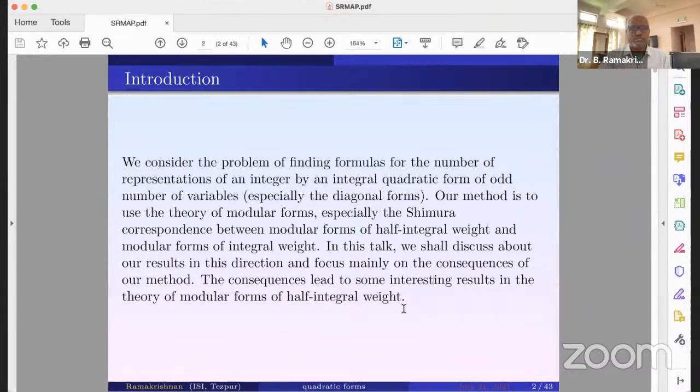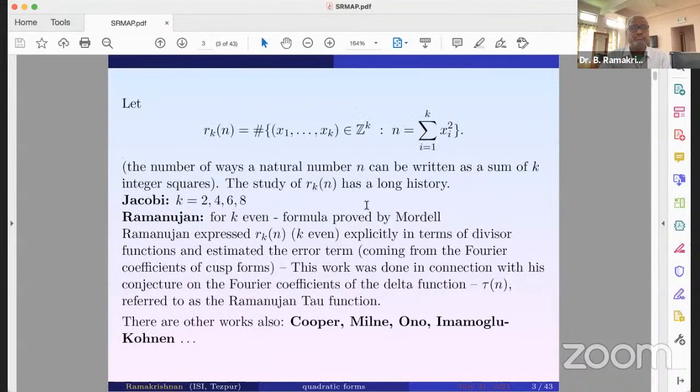Though it is known that one can use the theory of modular forms of half integral weight to get the formulas, the result is not so difficult to get, but as a consequence, we get interesting consequences. That's what I will concentrate on. I'll be talking only about the odd number of variables, and even in the history part, I'll briefly indicate what is known in the case of an even number of variables.